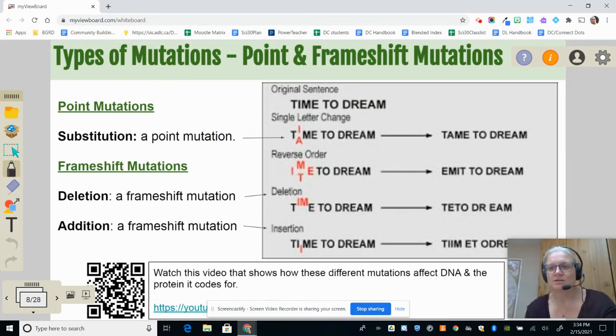All right, so types of mutations, we looked at these already, and there are some examples here if you want to look at this again, and there's also a video there to watch if you're still a little confused with these 3 types of mutations.